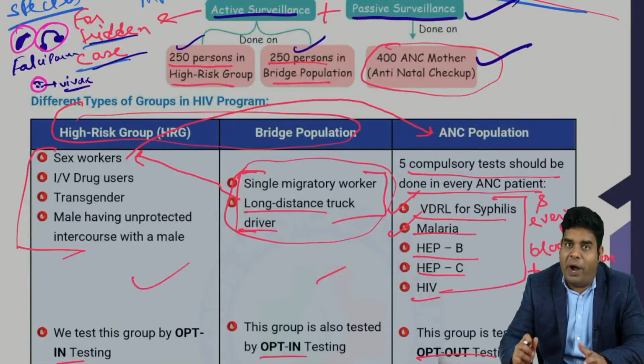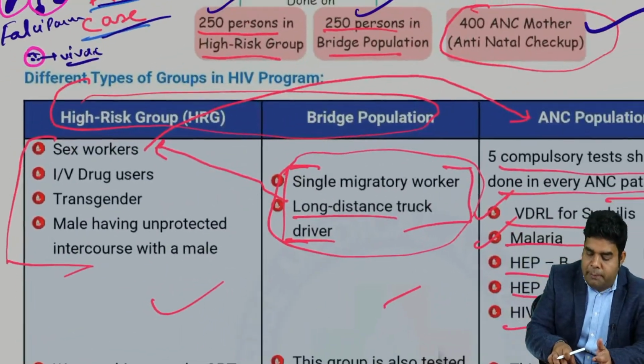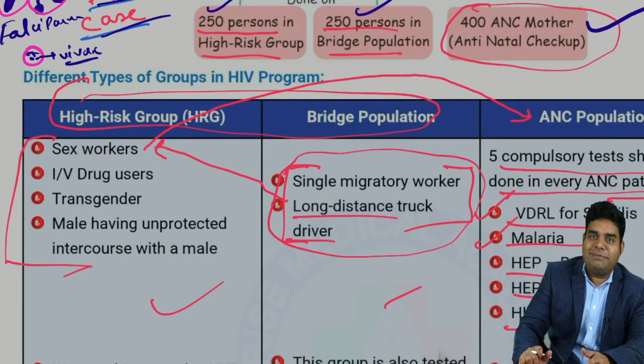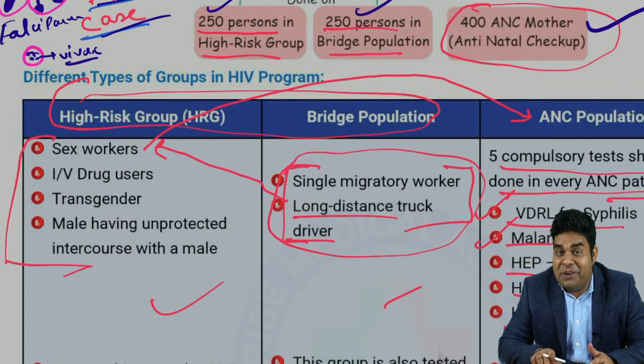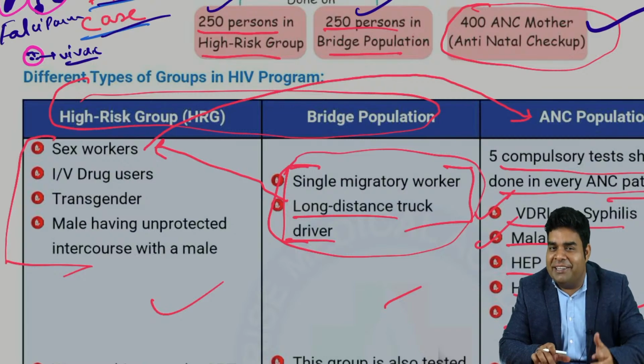So who belongs to the high risk group? Does a doctor belong to the high risk group of HIV? Hey, don't give yourself so much value. You need to perform more to come in the high risk group.